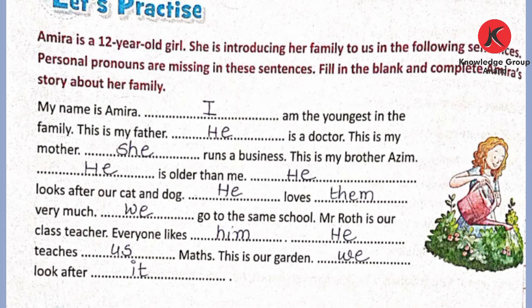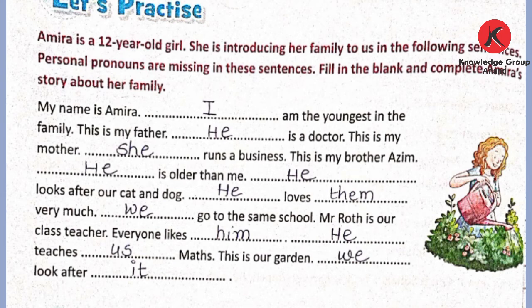Azim and Amira both go to school together, so here we use "we". We go to the same school. Mr. Ruth is our class teacher. Everyone likes him, a name, a person, but a male person. He teaches us maths. This is our garden. We look after it. Garden is a non-living thing, so we use third person singular "it".